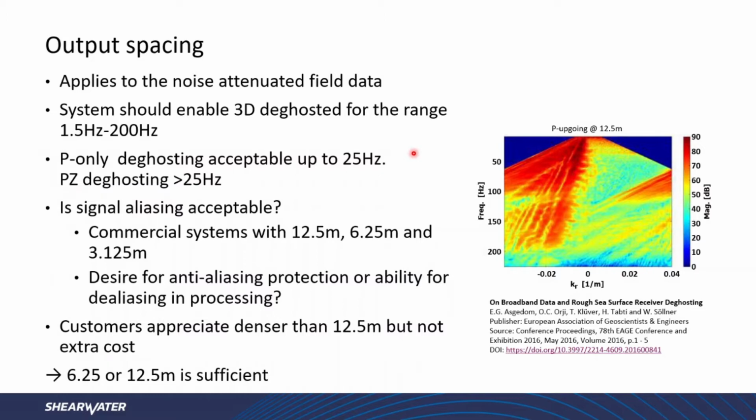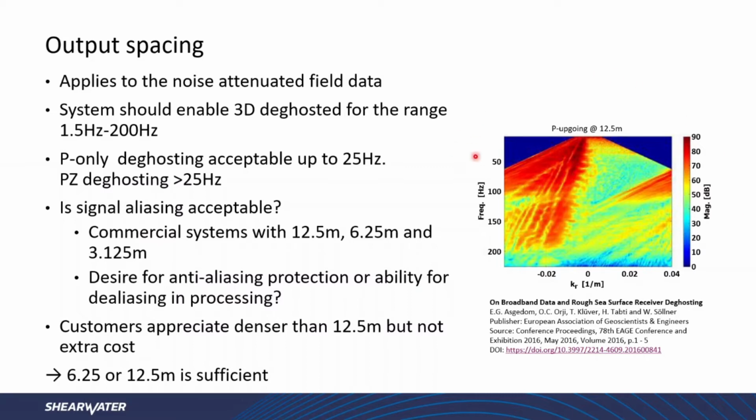When you look at the output spacing, you need to ask yourself the question, is signal aliasing acceptable? We have today commercial systems that deliver 12.5 meters, 6.25 meters, and 3.125 meters output spacing. I'm showing here a snapshot taken from Askedom et al. in their expanded abstracts of the 2016 EAGE conference.